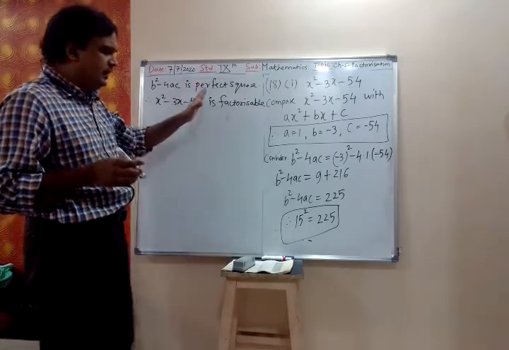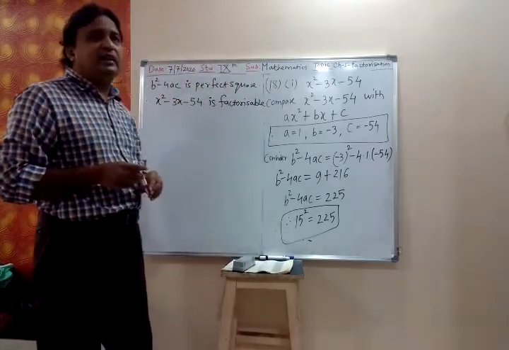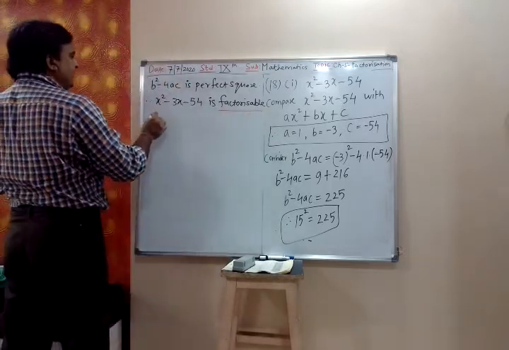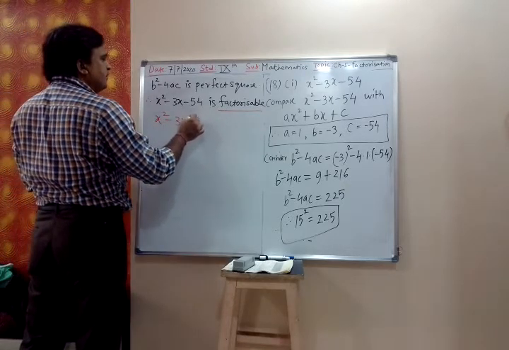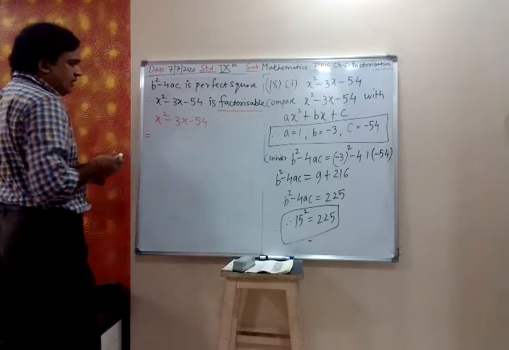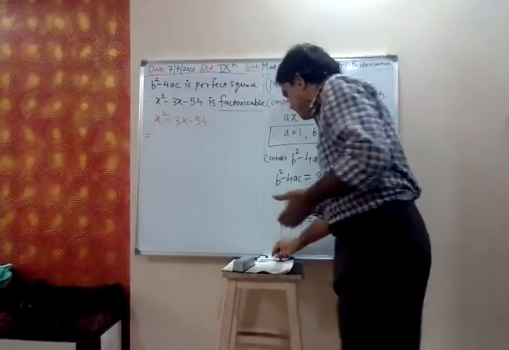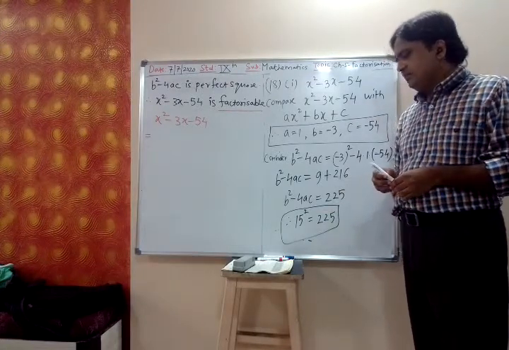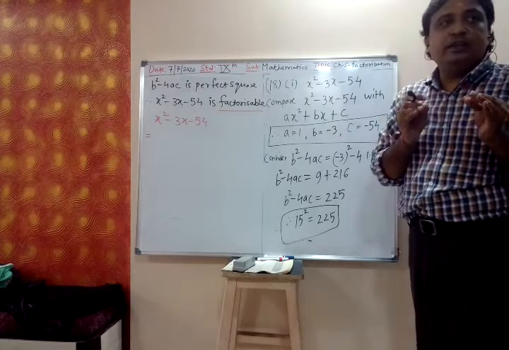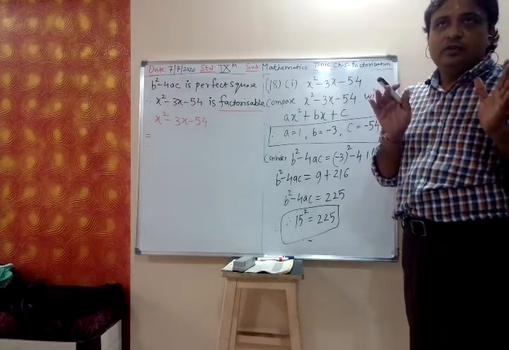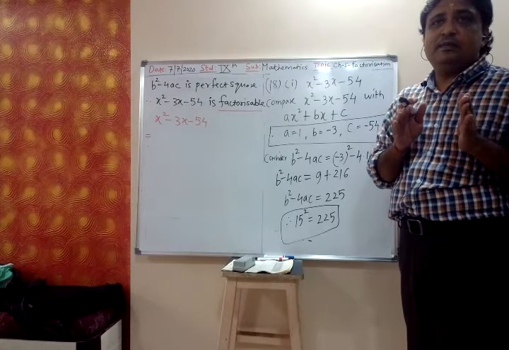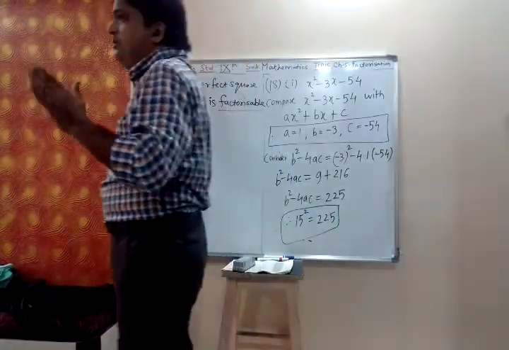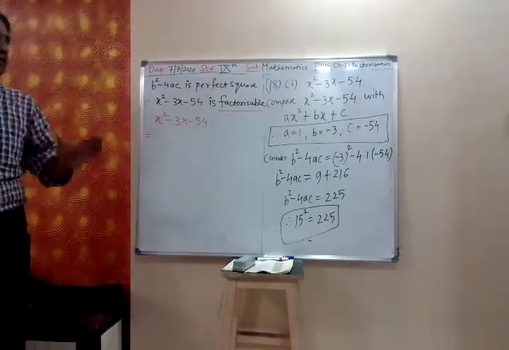See here. Once you check whether it is factorizable or not, and once it is factorizable, then I will factorize further. x square minus 3x minus 54. It is given in the question. If it is factorizable, then further you factorize, because our question is whether it is factorizable or not. So to check that, this is the condition: b square minus 4ac is a perfect square. If it is not a perfect square, then it is not factorizable.